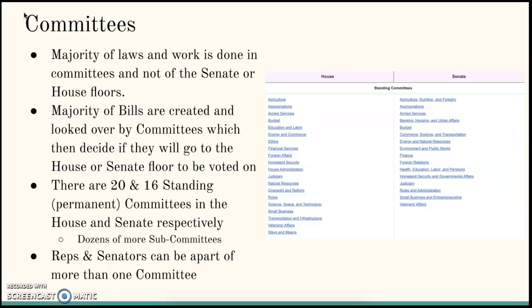There are also joint committees in which both the House representatives and senators meet up, but those will not be discussed right now. And within every single committee, there are other subcommittees as well that take a look at every single individual bill that goes through their path. And then once again, the representatives and senators most likely are part of more than one committee or subcommittee.